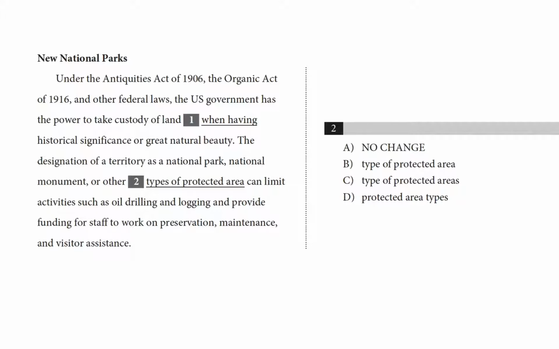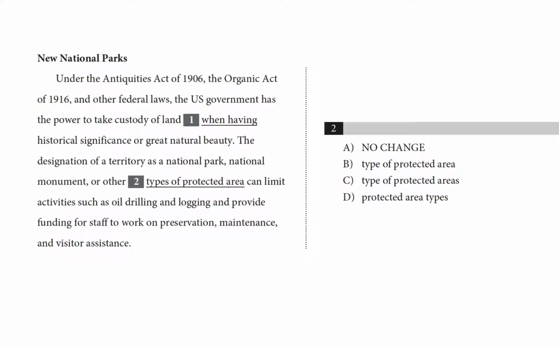We're looking at question 2 today, so I'm going to read this whole paragraph. Under the Antiquities Act of 1906, the Organic Act of 1916, and other federal laws, the U.S. government has the power to take custody of land when having historical significance or great natural beauty. The designation of a territory as a national park, national monument, or other types of protected area can limit activities such as oil drilling and logging, and provide funding for staff to work on preservation, maintenance, and visitor assistance.